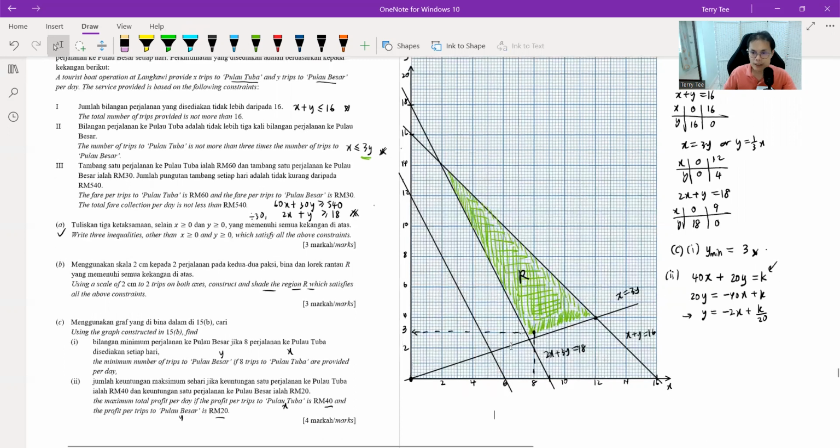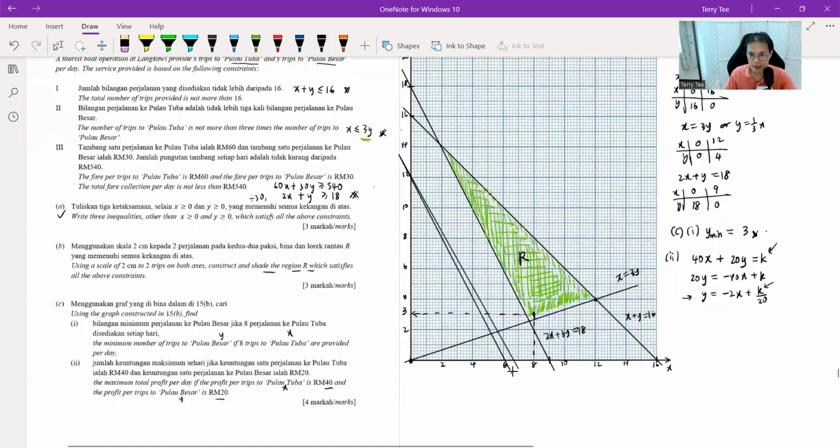Okay, now let's find out. Remember, to maximize your y, your k depends on your y-intercept. The bigger the y-intercept, the bigger your k value, in this case your daily profit. So remember, you need to draw another line that is parallel to this. We need another line that is parallel to this, so I just draw another line here. This line, we need to move it up and down along this region, such that it must pass through at least a point in this region.